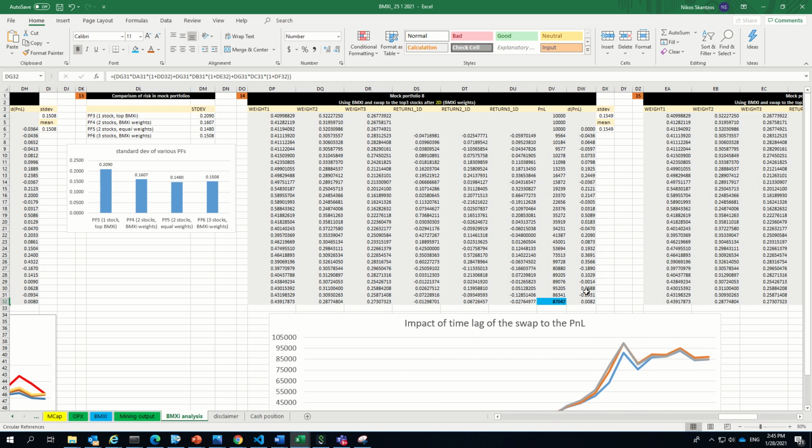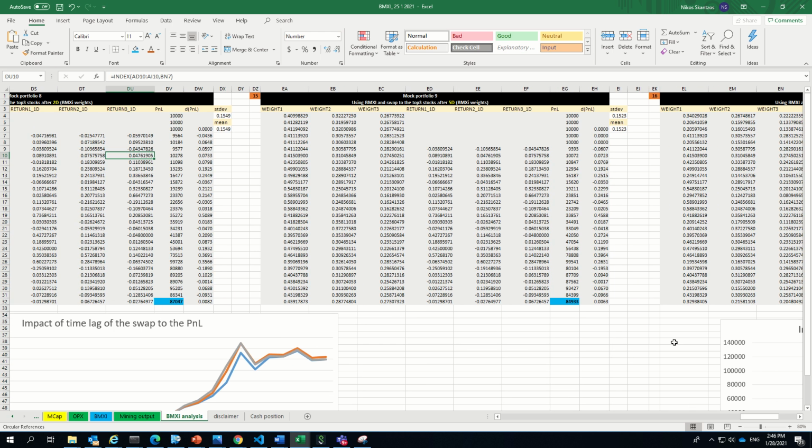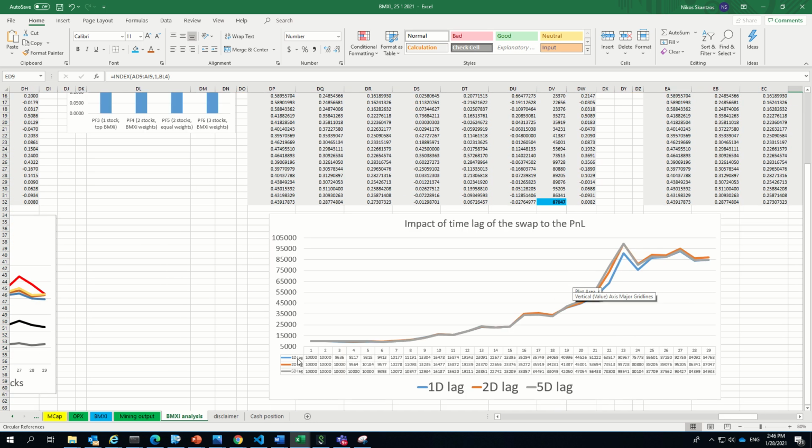The next thing I looked at is whether there is a difference between making the swap 1 day after I observe BMXI, or 2 days or more. In this kind of computation, I'm looking at 2 days before, and in this portfolio, I'm looking at 5 days before. So this cell here is looking at the weight assigned 5 days ago. It turns out that if I plot the graph with 1 day lag, 2 day lag, and 5 day lag, the difference is not massive. They all finish around the same number. The maximum is the 2 day lag, but they all finish pretty much at the same point.